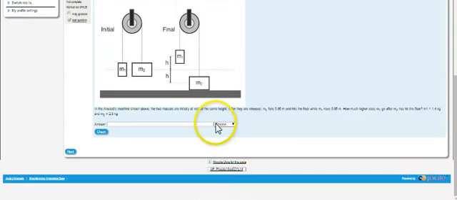After you figure out the final speed of the system, then you have a situation where you have this M1 block that's been launched up, and it'll keep moving upward for just a little ways, and you can use one of your kinematic equations to figure that out, or figure out how high it goes.